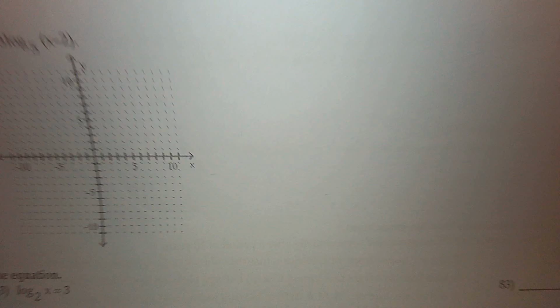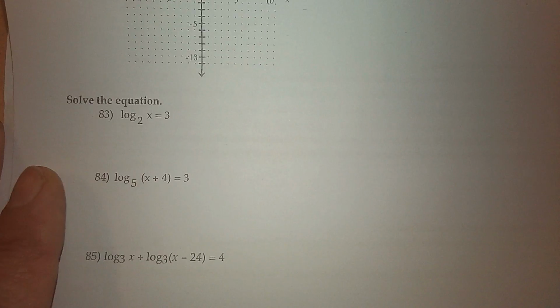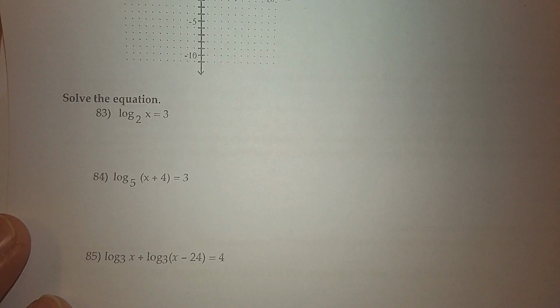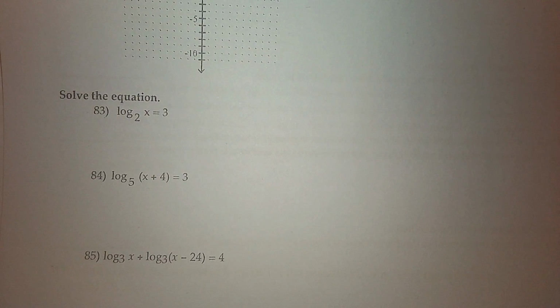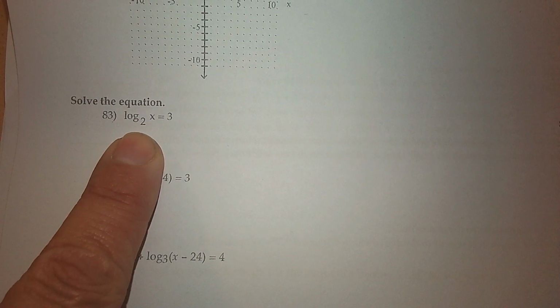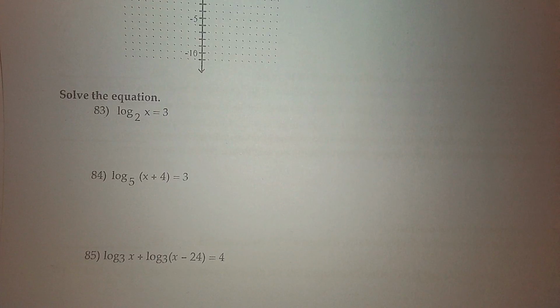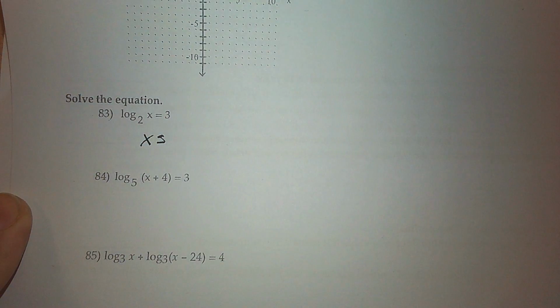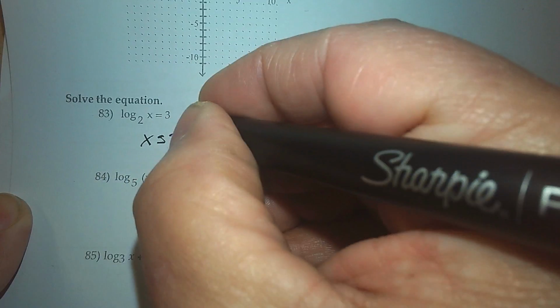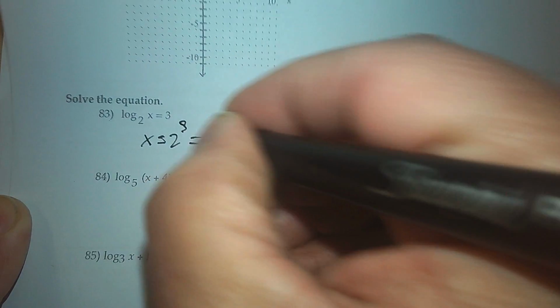So, enough graphing. Hey, how do you solve a logarithmic equation? So in 83, you have a logarithmic equation. How do I solve it? I write it as an exponential. So in 83, how do I write that as an exponential so I can solve it? Let me remind you. What's inside the logarithm? X. What's the base? And what's the exponent? So what does x equal?